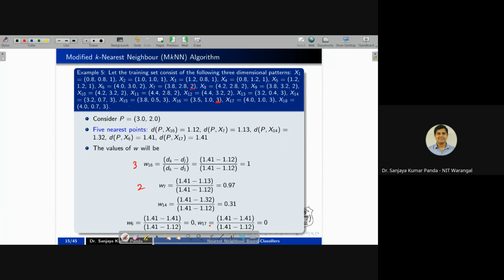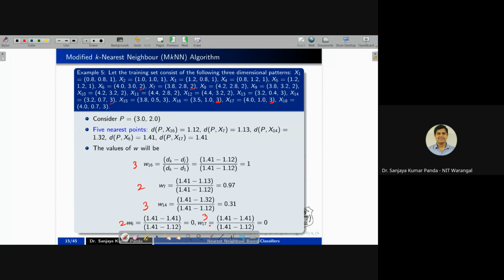W14 belongs to X14, right? So its class level is also 3. W6 case, it is 2. And W17 case, we are getting the value 3. So the class level of 3 samples is 3, right? And 2 samples is 2. So if you apply KNN, it belongs to class 3. But as you have considered the weight value, we are not going to consider based upon the class level.